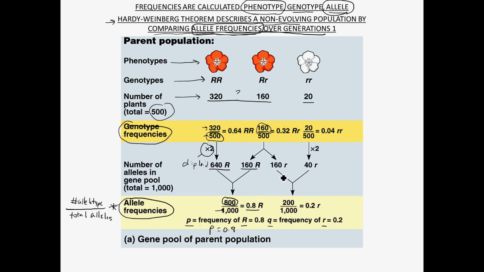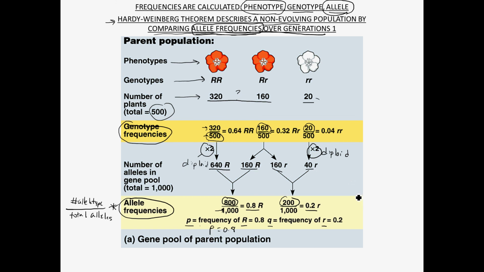Now, the remaining alleles, 160 here from the heterozygotes and 40 here from the homozygous recessives, we know that 20 of them were white, and so those 20 individuals each have two alleles, and they are little r's. And so, again, this is because the organisms are diploid. And so we get 40 of these plus 160 gets us to 200 out of 1,000, and that's 0.2.